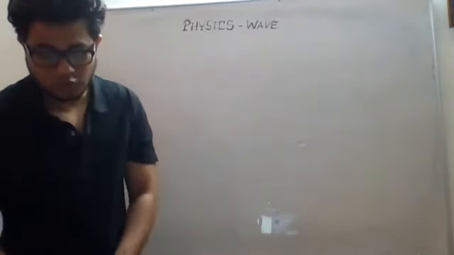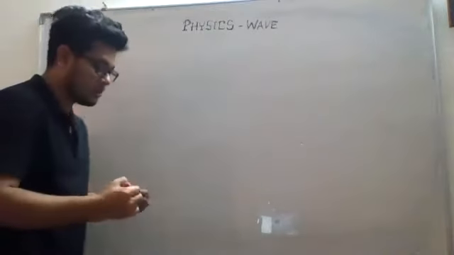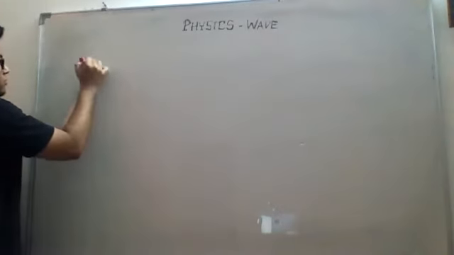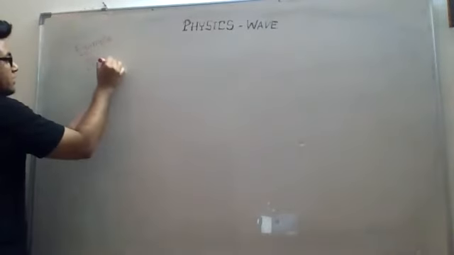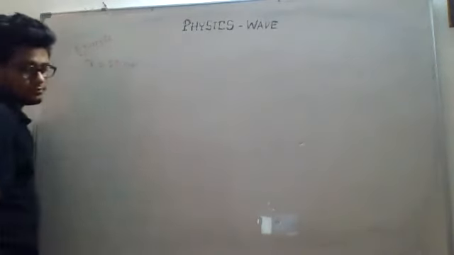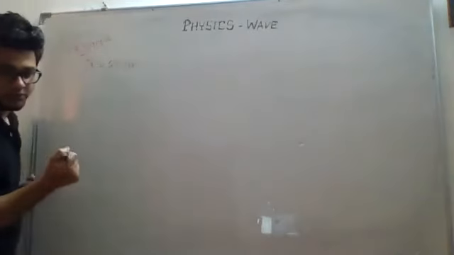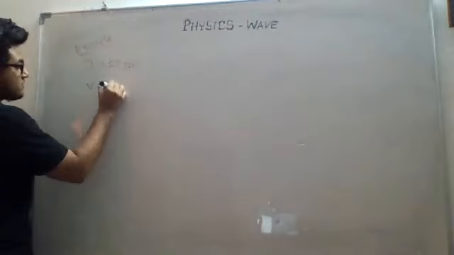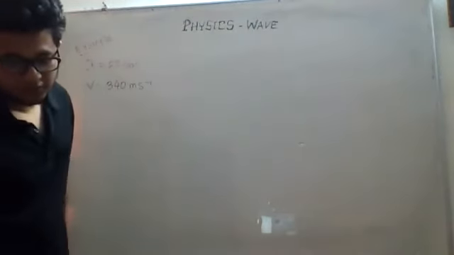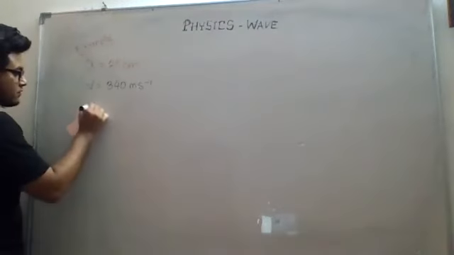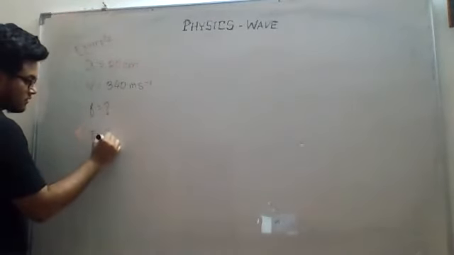So there is an example. The wavelength of a sound produced by an object in the air is 20 centimeter. The wavelength is given in a certain problem. I'm solving one example. Lambda is given as 20 centimeter. And the velocity of the sound in air is given as 340 meter per second. Then we are asked to find out the frequency of the object and subsequently the time period of the object.